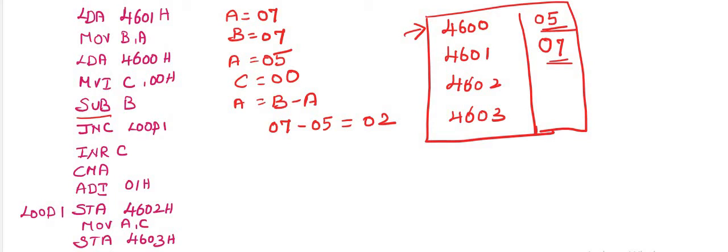Here there is no negative sign. Suppose if we are subtracting 07 from 05, there will be minus 02. The negative sign will be present. So we can increment the C register.